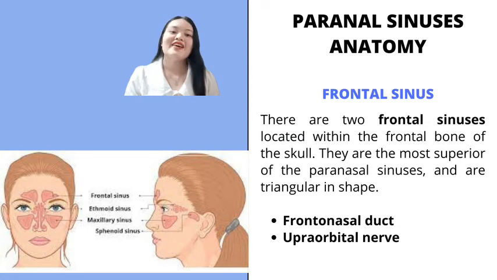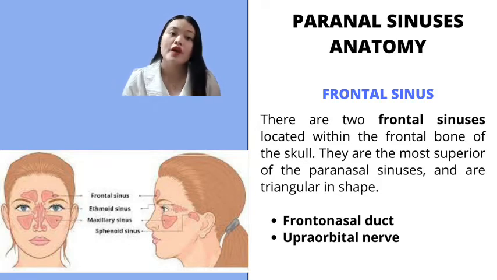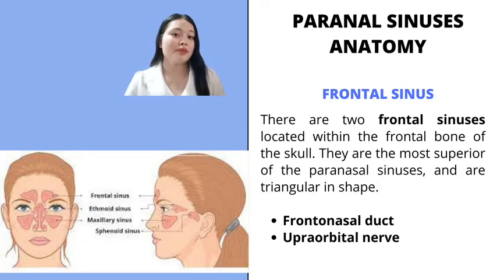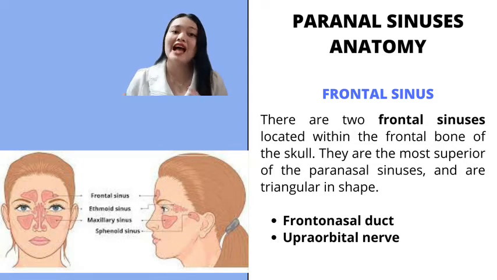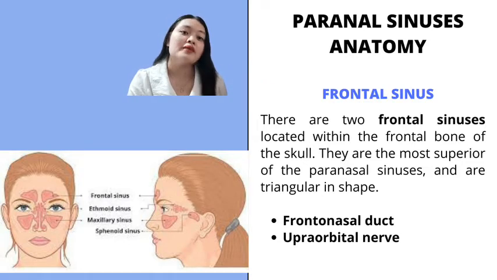Let's start with the frontal sinus. There are 2 frontal sinuses located within the frontal bone of the skull. They are the most superior of the paranasal sinuses and are triangular in shape. Drainage is via the frontonasal duct. It opens out at the hiatus semilunaris within the middle meatus of the nasal cavity. Sensation is supplied by the supraorbital nerve, a branch of the ophthalmic nerve.